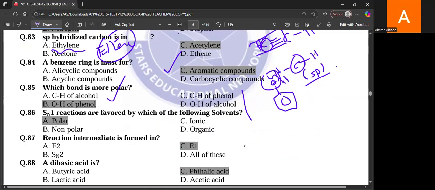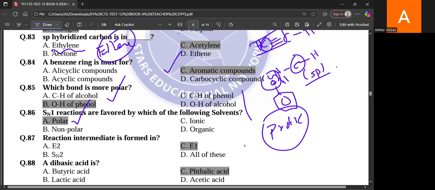Next question. SN1 reactions are favored by which of the following solvents? You know that in SN1 reaction, we can use polar solvent, and it will also be polar as well as protic. Polar as well as protic solvent is used in SN1 reaction, but protic is not mentioned, only polar is mentioned. So your best option is alpha.